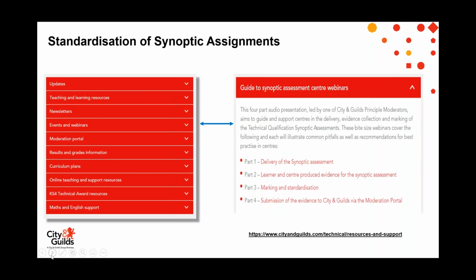I've come back to this one again because I do think it's important. So if you've got your first steps and then you work onto the 4 parts of the guide to synoptic assessment for centres webinars, these will really, really help you, and I've put the link there for you.